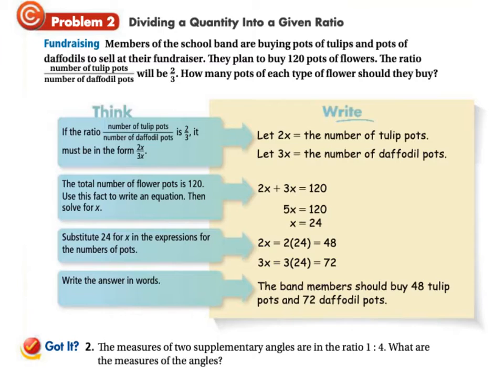Okay, try it here. The measures of 2 supplementary angles are in a ratio of 1 to 4. For every 1 degree here, there's 4 degrees here. And they're supplementary, you know what that means. So what are the measures of the angles? You have to say this many x plus this many x equals whatever it needs to equal. Solve it out. Good luck.